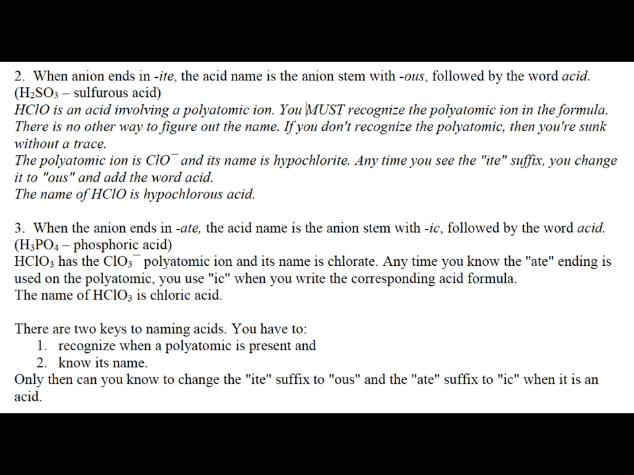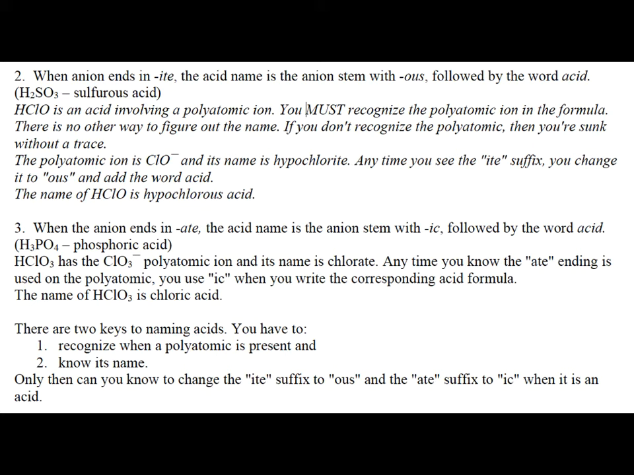When an anion in the formula ends in ITE, therefore it's going to be one of the polyatomics. The acid name is using the stem, so H2SO3, I'm going to use that example. H2SO3, the stem is sulf, so SO3 is sulfite, so I use the first part of that, sulf, and then I take off the ITE and I replace it with the suffix OUS and the word acid. So H2SO3 is sulfurous acid.